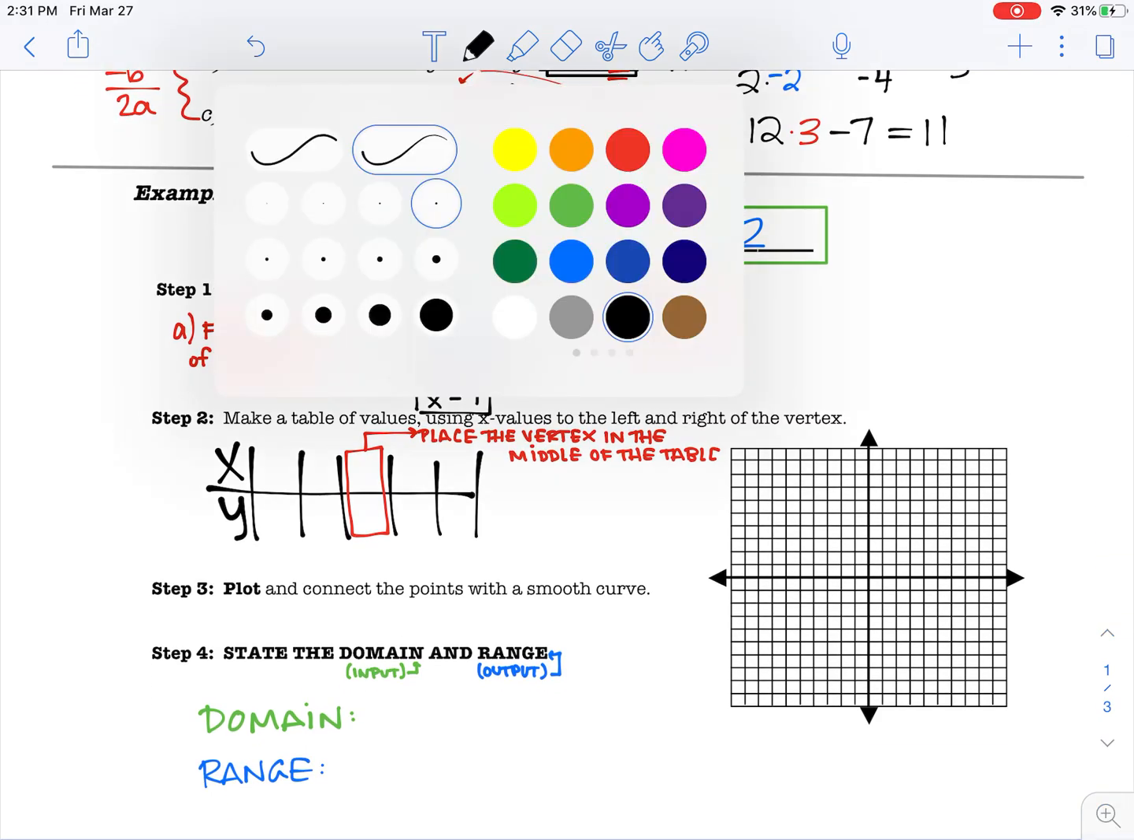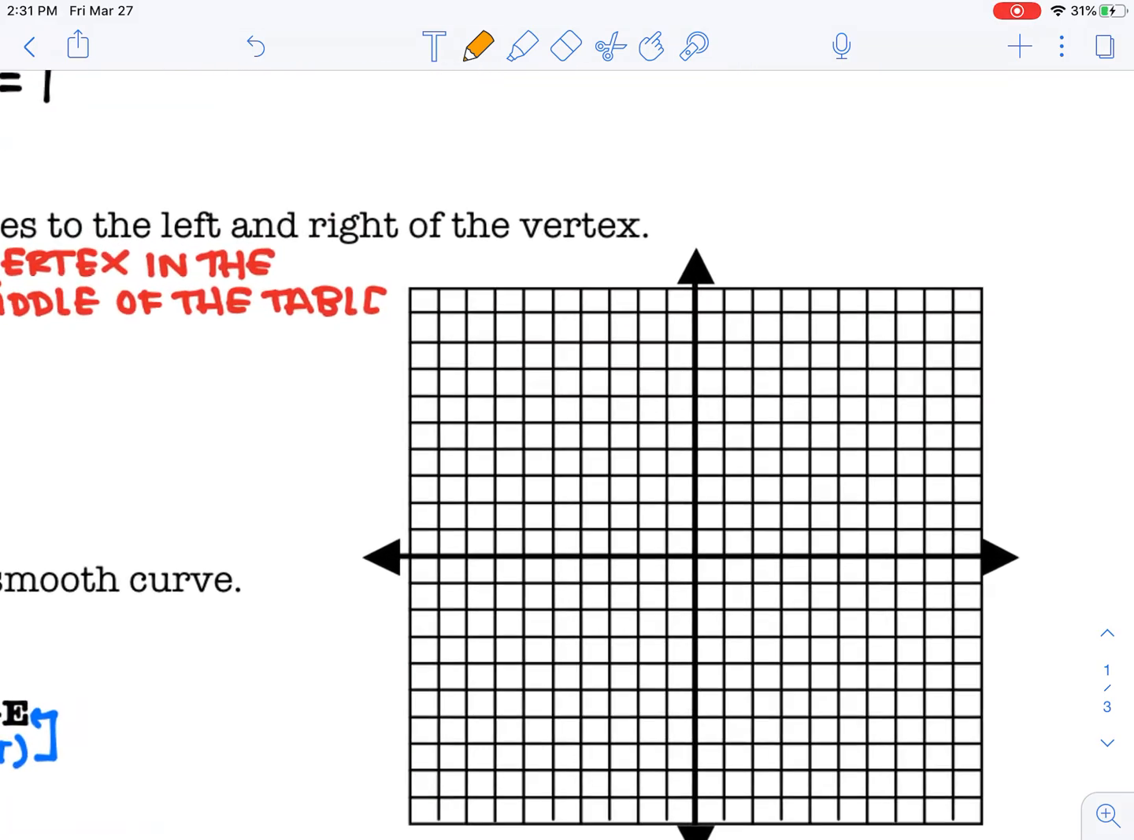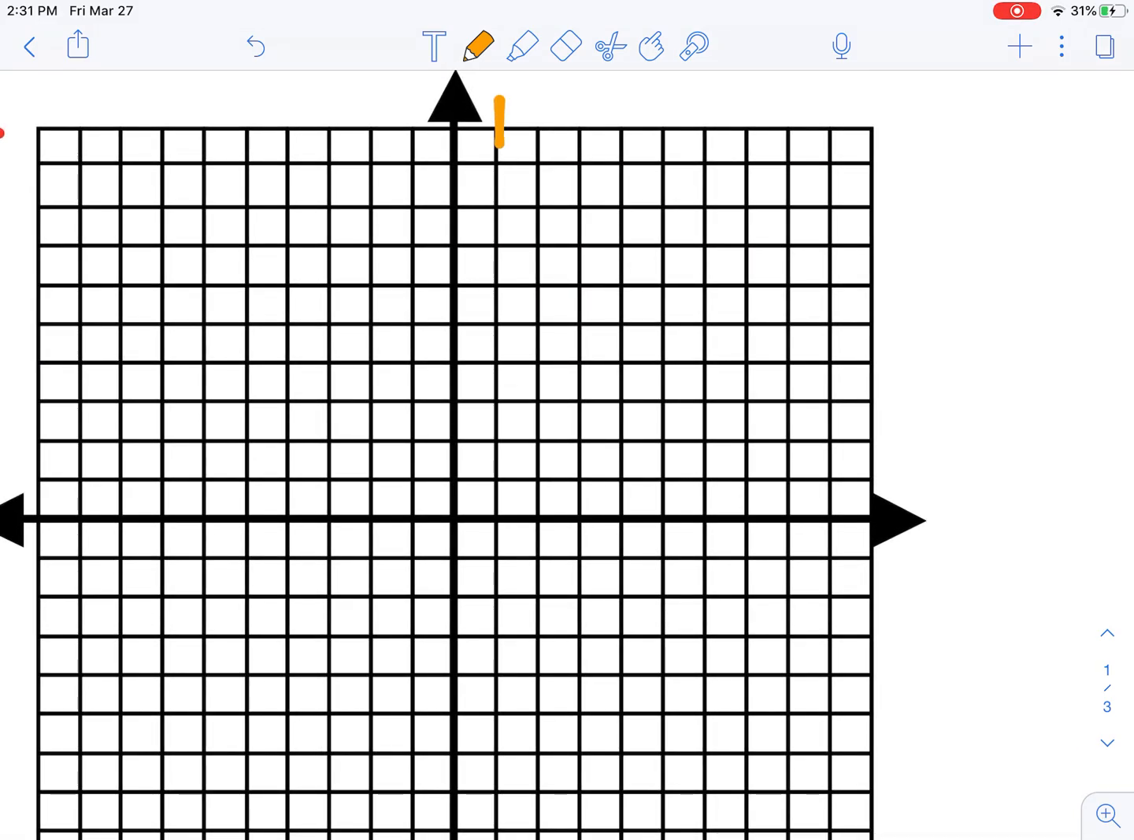So if we wanted to go ahead and plot that, we could. You go over to our graph here, and we could put a dashed line all the way down where x equals 1. And we know that this should split our graph in half. Oopsie. Try to get it straight.